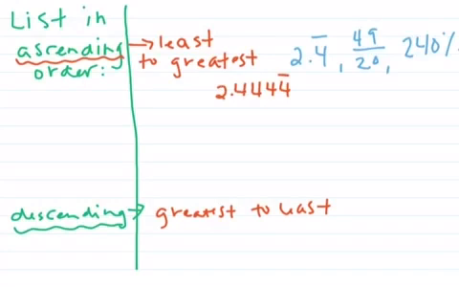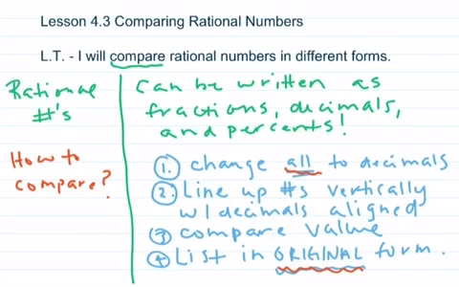49 over 20. Remember that this is a division sign. So if we did 49 divided by 20, we would end up with 2.45. Okay, and then remember, a percent to a decimal, you move the decimal 2 places to the left, and we end up with 2.4. Okay, now, we did the first step, change them all to decimals. We did the second step, line up numbers vertically with decimals aligned.